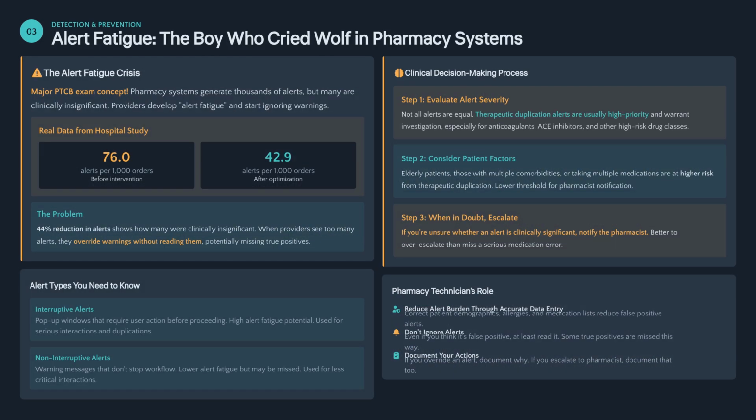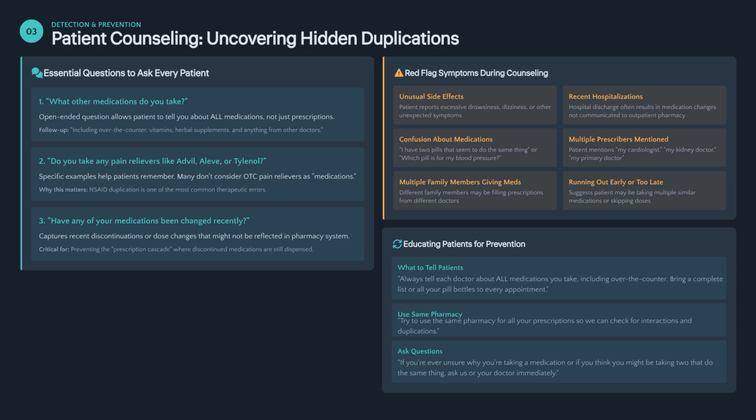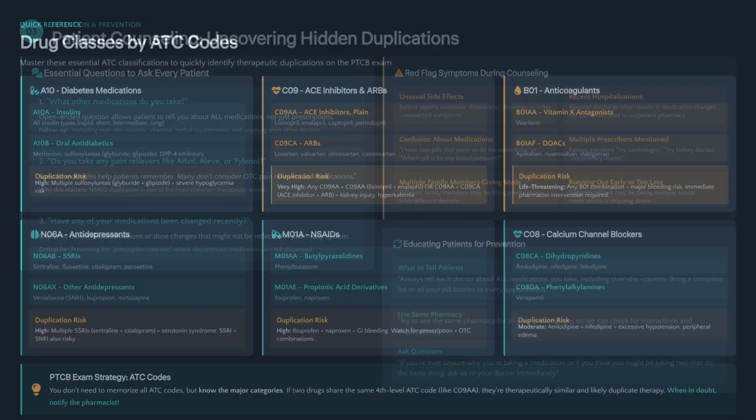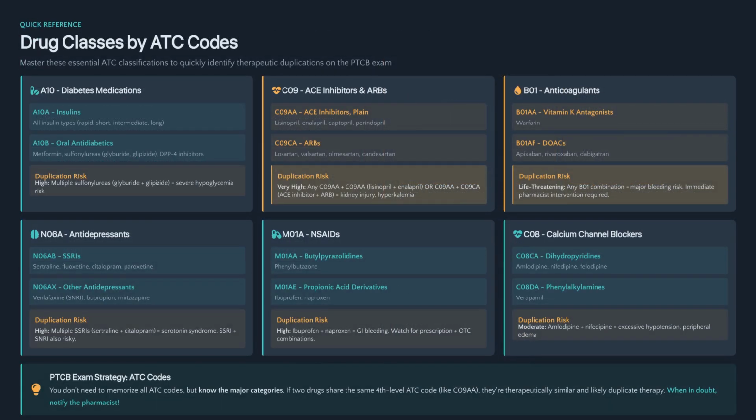Alert fatigue is a major issue where frequent, often insignificant alerts cause providers to ignore serious warnings. Therapeutic duplication alerts, especially for high-risk drugs, require immediate escalation to the pharmacist. Patient counseling is essential for uncovering hidden duplications, especially OTC use. Always ask specific questions about pain relievers and recent medication changes. Mastering ATC codes helps identify duplication. If two drugs share the same 4-level ATC code, they are therapeutically similar. For example, C09AA for ACE inhibitors.